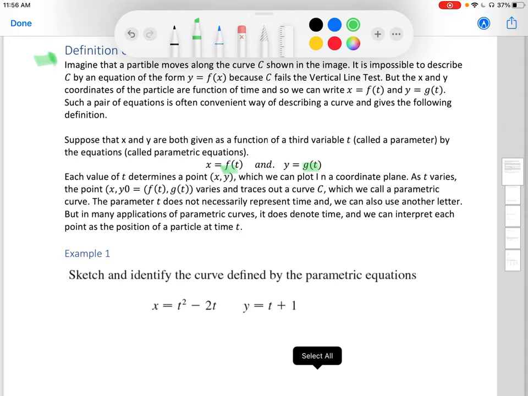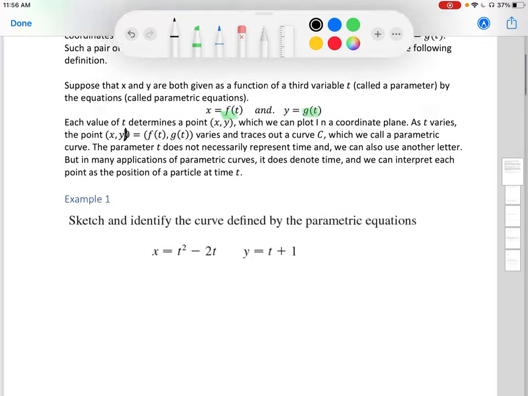As t varies, the point x, y equals f of t, g of t as a coordinate point varies and traces out a curve C, which we call a parametric curve. The parameter t does not necessarily represent time, and we can also use another letter. But in many applications of parametric curves, it does denote time, and we can interpret each point as the position of a particle at time t.